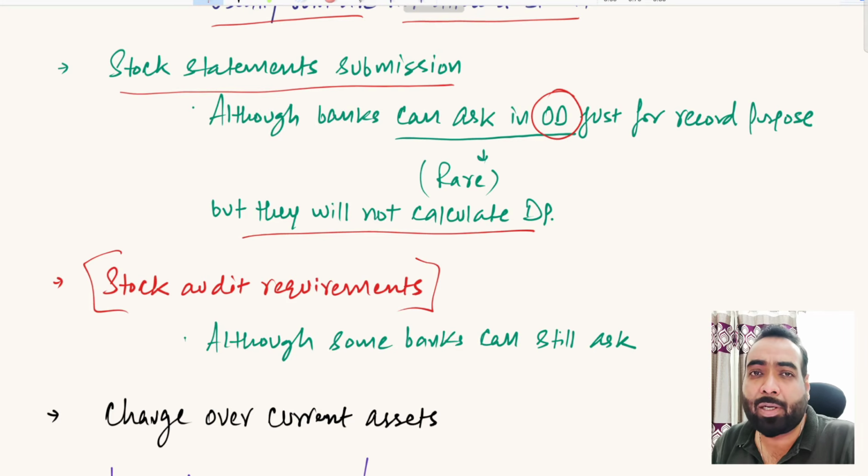Generally, annual stock audit is applicable. That means once a year. So stock audit requirement is there mandatorily in cash credit limit, but like stock statement, it is not as mandatory in overdraft limit.